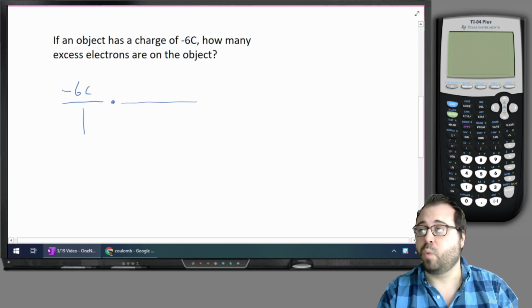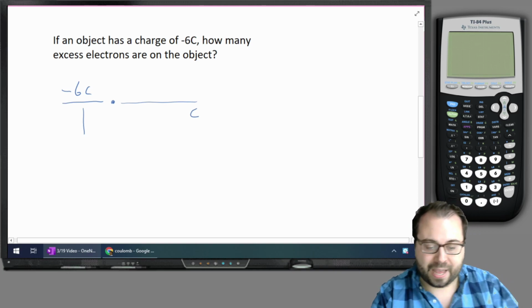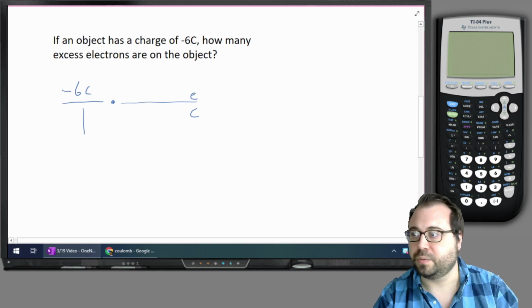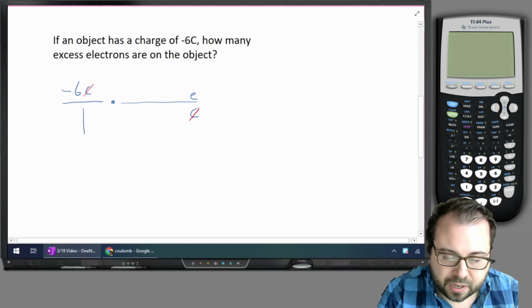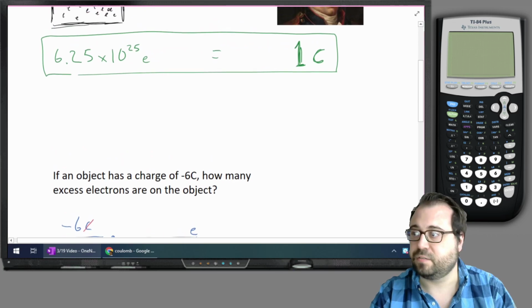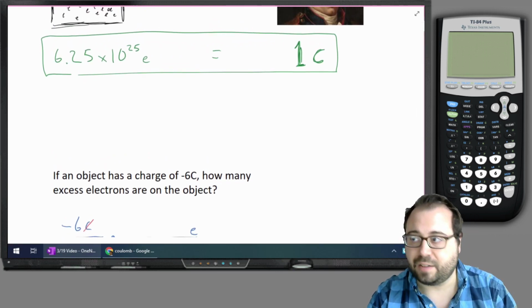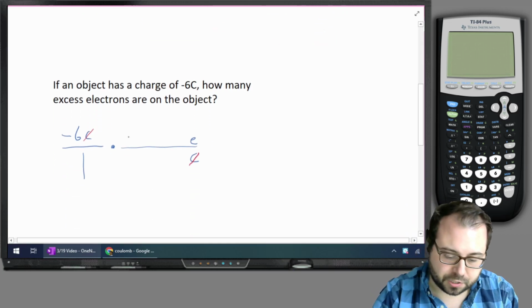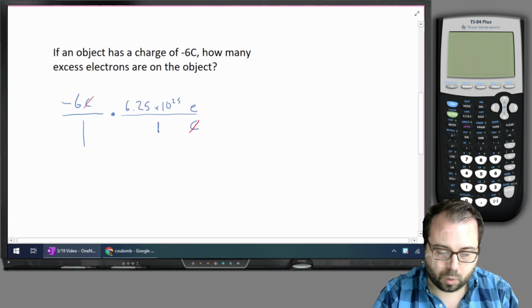Now, what unit do we want to get rid of here? We want to get rid of coulombs, and we want to end up with elementary charges. So we set it up like this. This way, when we do it, coulombs will end up canceling out. And now we can fill in the corresponding numbers according to this conversion factor that we have here. We know 6.25 times 10 to the 25th elementary charges is equivalent to 1 coulomb.